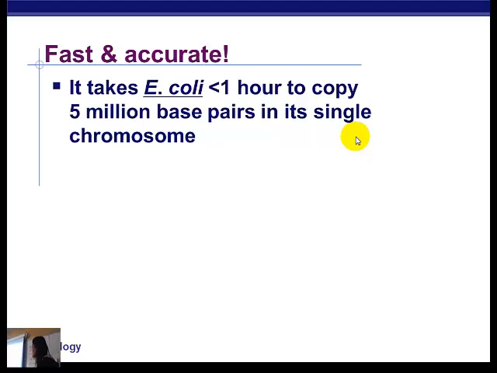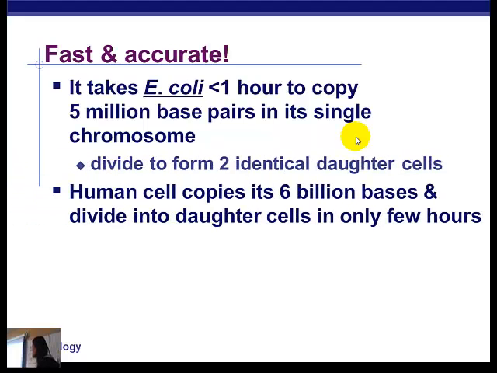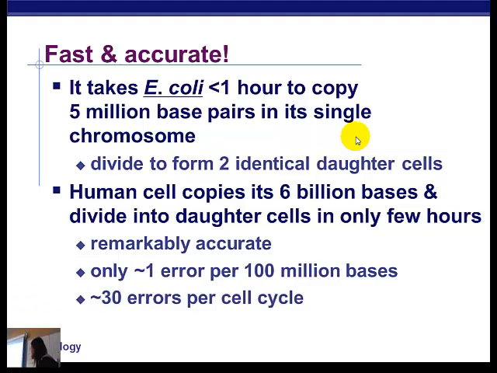It takes E. coli 1 hour to copy 5 million base pairs in its single chromosome. It divides to form 2 identical daughter cells. Human cells can copy 6 billion bases and divide into daughter cells in only a few hours. 6 billion bases. What's the difference between daughter cells and son cells? There's no such thing as a son cell. They're all called daughter cells. Okay. All right.